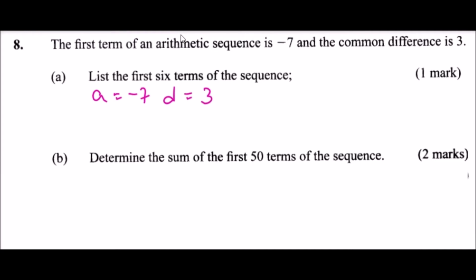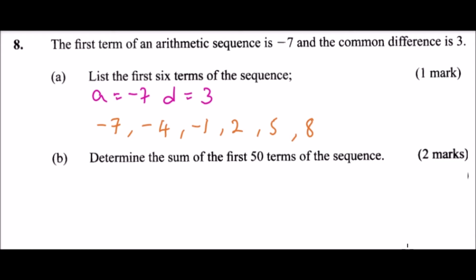To get the first 6 terms, we start with minus 7, which is the first term. Because the common difference is 3, we add 3 to minus 7, and that gives us minus 4. We again add 3, we get minus 1. Then we add 3, we get positive 2, that is the fourth term. We add 3, you get 5, that is the fifth. And we add 3, you get 8. So those are the first 6 terms of the sequence.